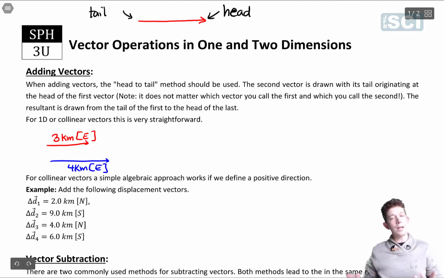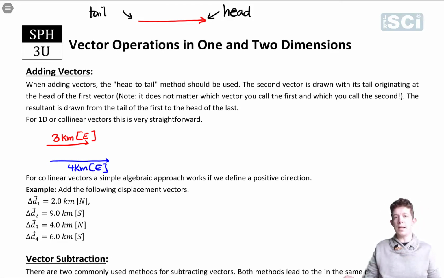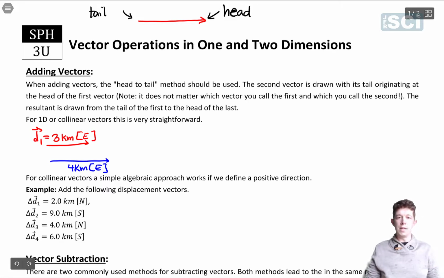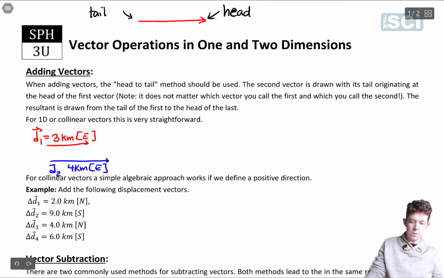Now if I'm going to add those together, it's essentially like saying I've walked 3 kilometers east, and then I walk another 4 kilometers east. So I'm asking you, how far east did I go? And I'll call this one my D1 vector. And I'll call this one my position vector D2. And we'll say my delta D will be the addition of D1 plus D2, right?